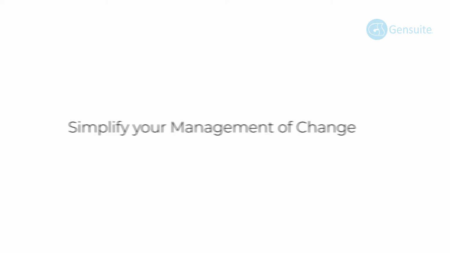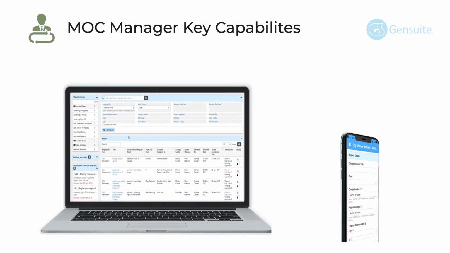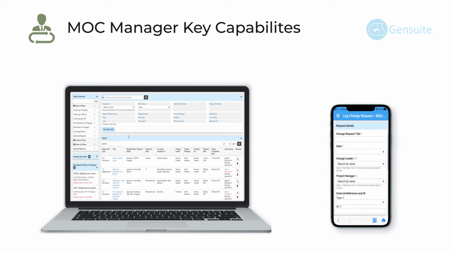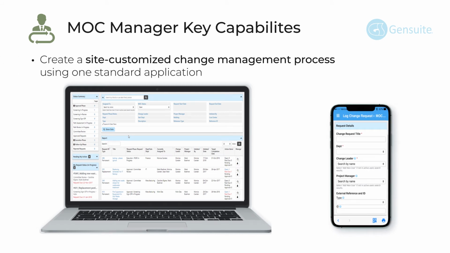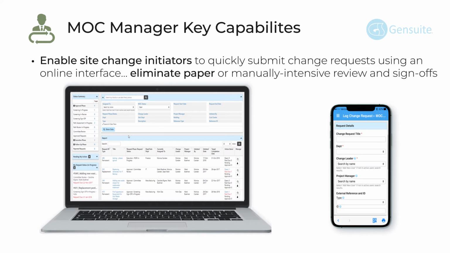Simplify your management of change process by standardizing processes for the identification, evaluation, and communication of changes. The key capabilities of MOC Manager are to create a site-customized change management process using one standard application. Enable site change indicators to quickly submit change requests using an online interface. Eliminate paper or manually intensive review and sign-offs.